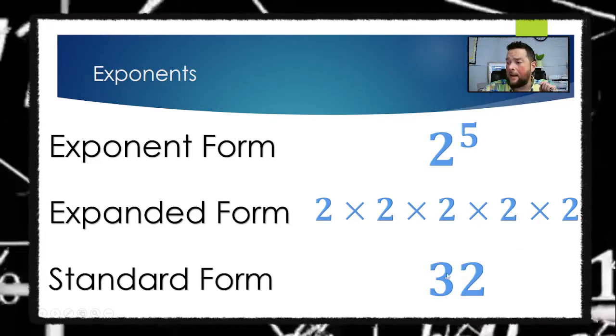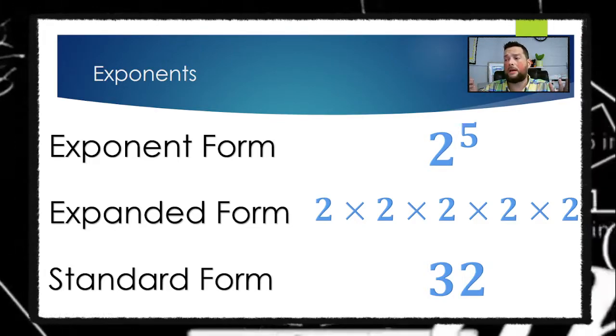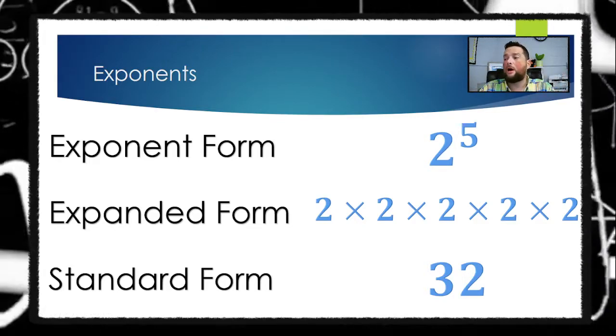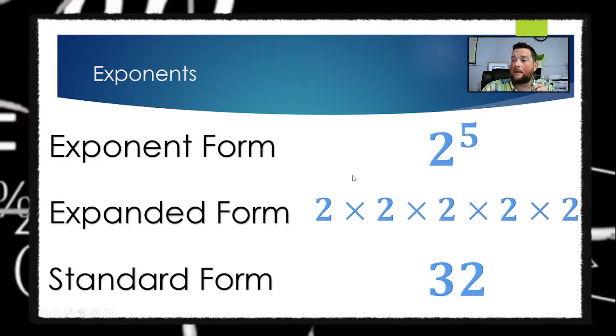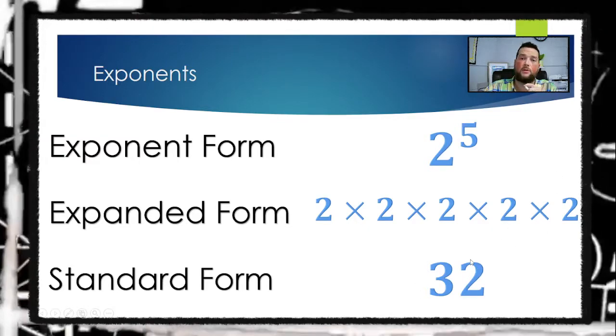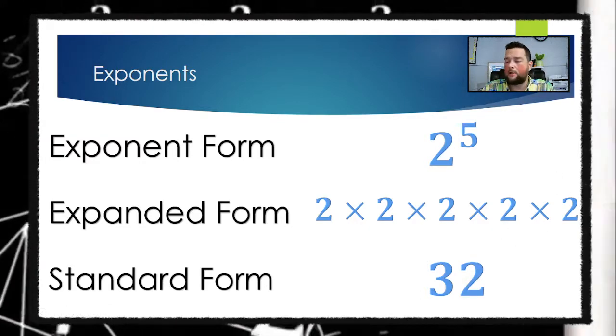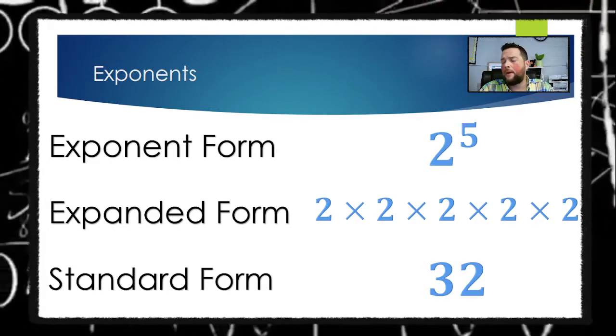And then my standard form is just going to be completing the math. What is 2 times 2 times 2 times 2 times 2? 2 times 2 is 4, then times 2 again, that would be 8, times 2 again is 16, times 2 again is 32. So 2 to the power of 5 is 32. All right, not too difficult at all.